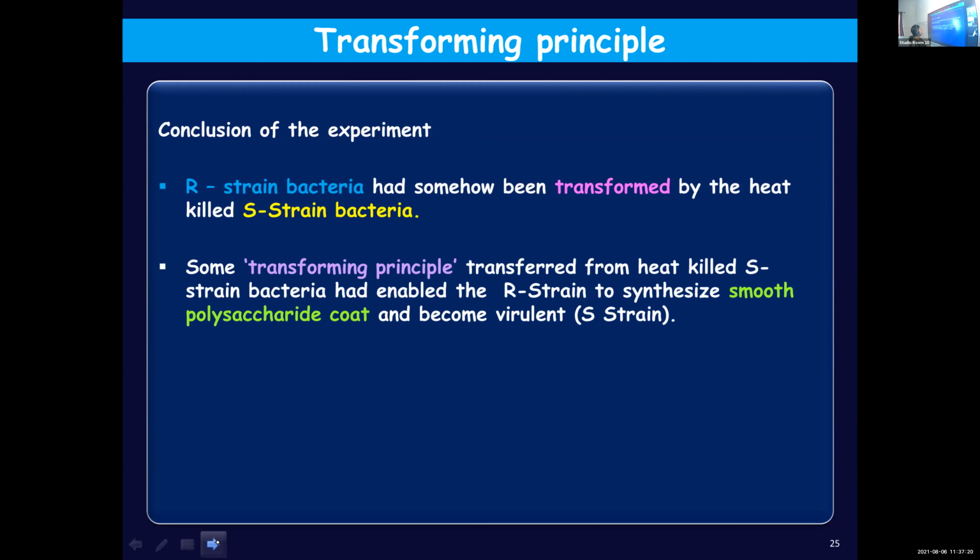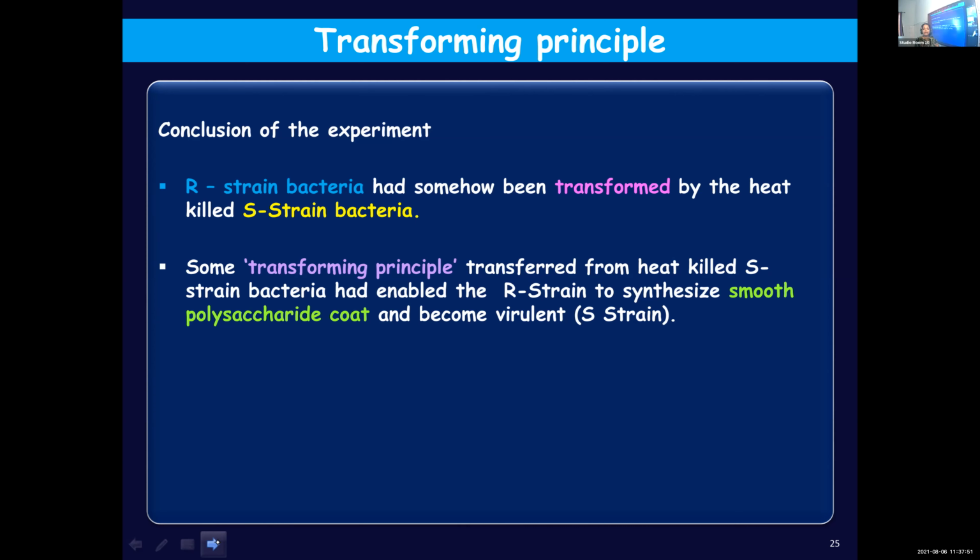So he concluded that some transforming principle got transferred from the heat-killed S-strain to living R-strain and made them synthesize that polysaccharide coat. Once this polysaccharide coat was developed, they transformed into the virulent form, that is S-strain, and they caused pneumonia in mice. Mice died, and the scientists could obtain living S-strain bacteria from dead mice.